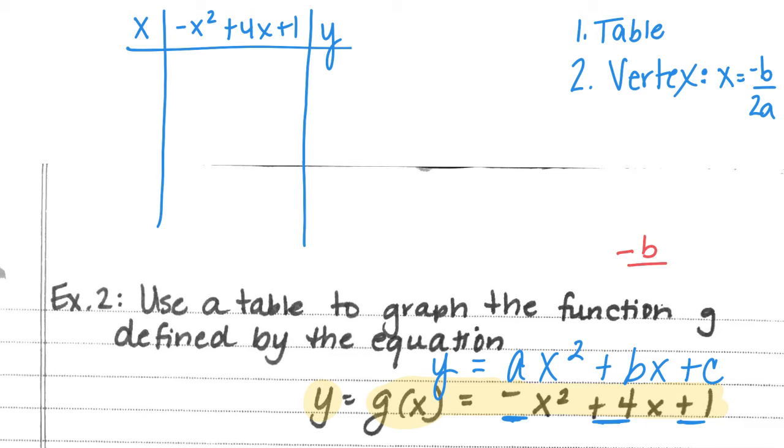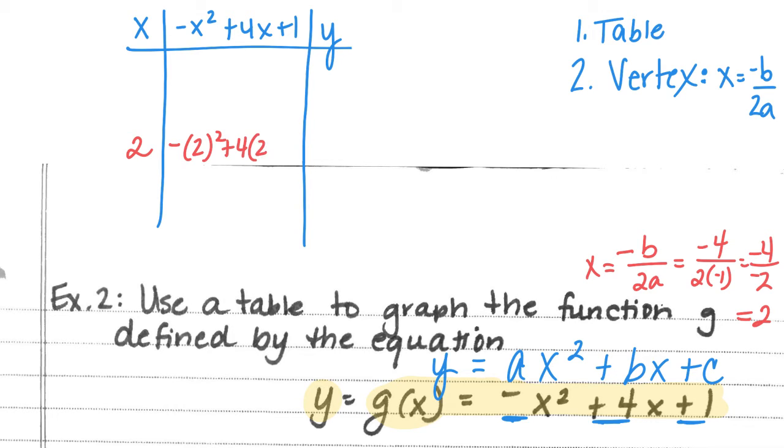The opposite of b over 2a will be my x point of the vertex, and that's my middle point. And the opposite of b is negative 4, over 2 times negative 1. Negative 4 over negative 2 is going to give me a positive 2. So I'm going to throw that right smack dab in the middle, and I'm going to use a table to plug that 2 in. Negative 4 plus 8 is 4, plus 1 is 5.